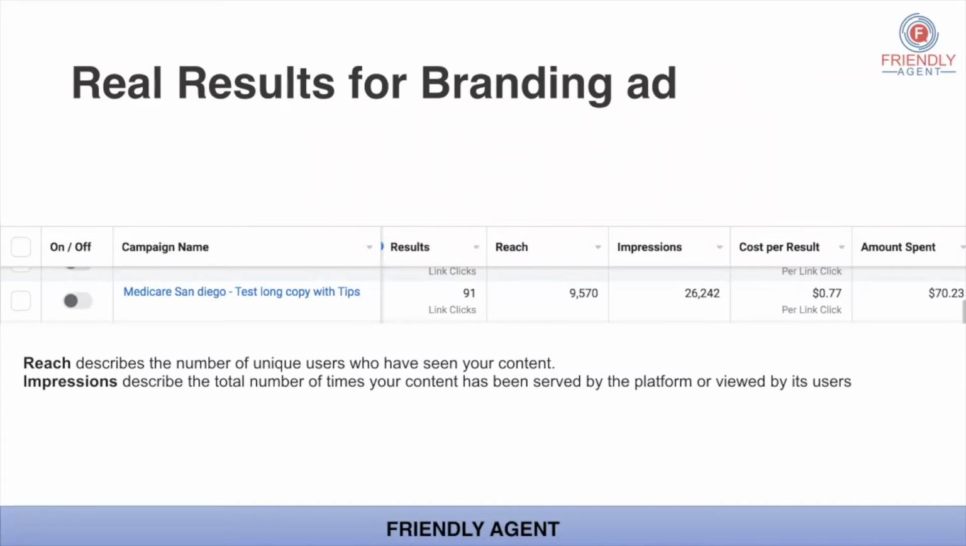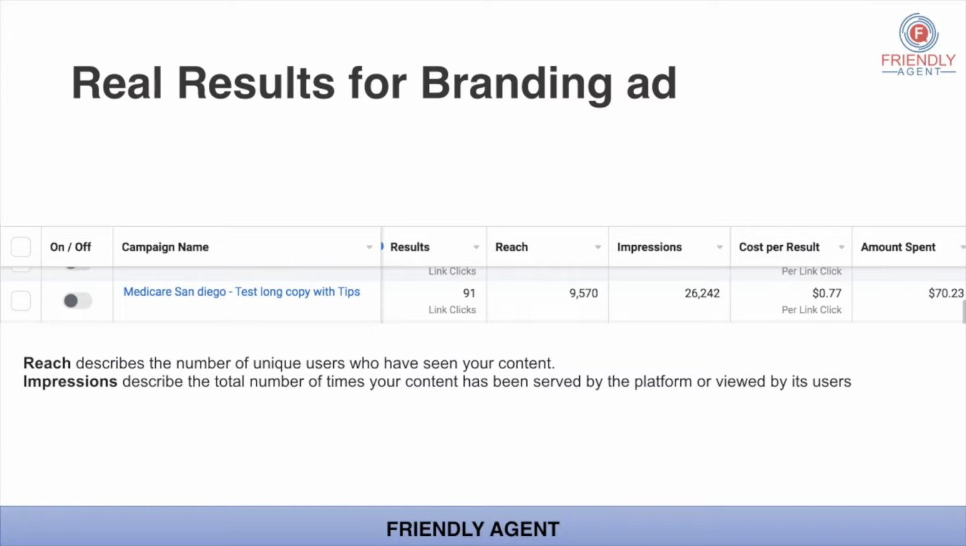So if you see here, reach was around 9,570, and impressions is around 26,000. By reach, what it means is the number of unique people who saw your ad. So almost 9,500, or let's assume 10,000 people were able to see your ad, and some people saw your ad 2, 3 times, multiple times. That's why the impressions are more.